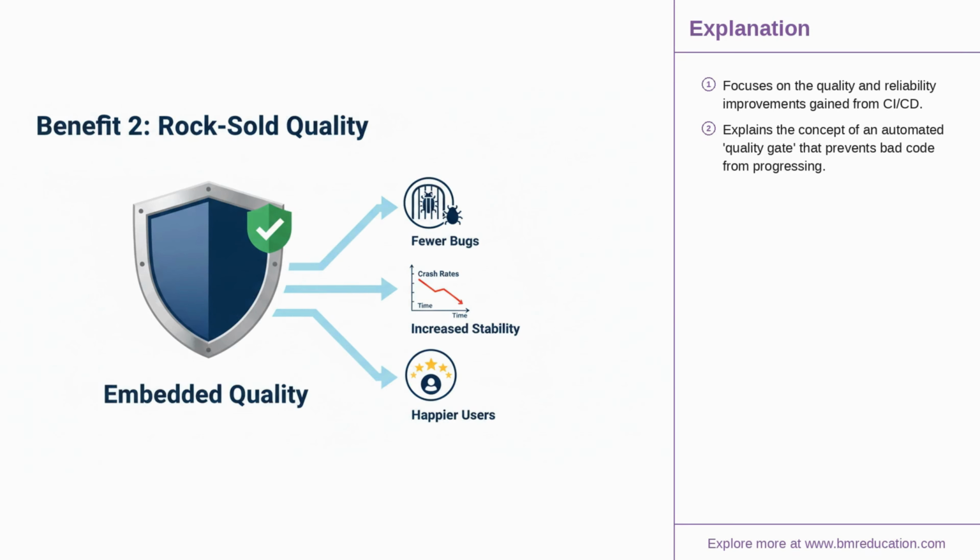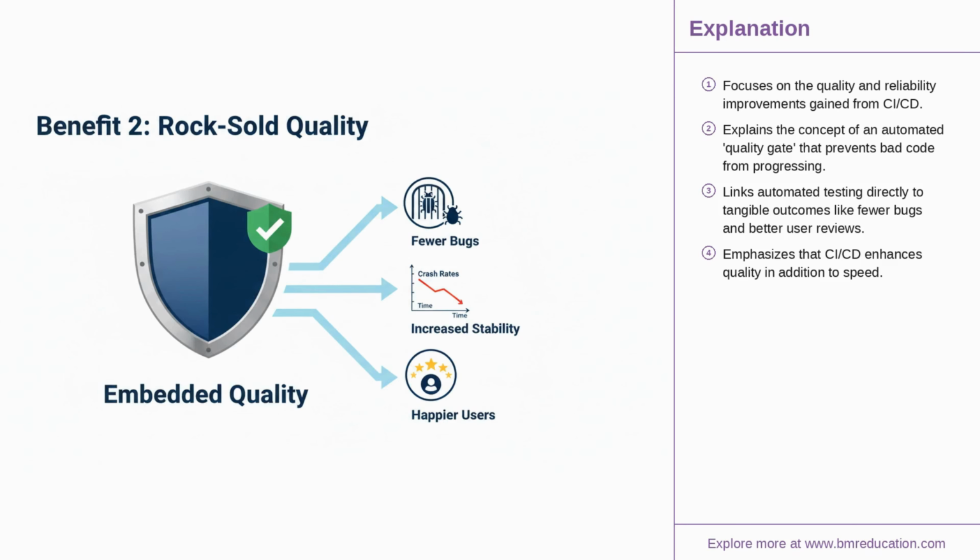Speed is nothing without stability. CI/CD embeds quality checks at every stage of the pipeline. By running thousands of automated tests on every change, you create a powerful quality gate that catches bugs and regressions instantly. This leads to more stable builds, fewer production incidents, and a higher quality app for your users.